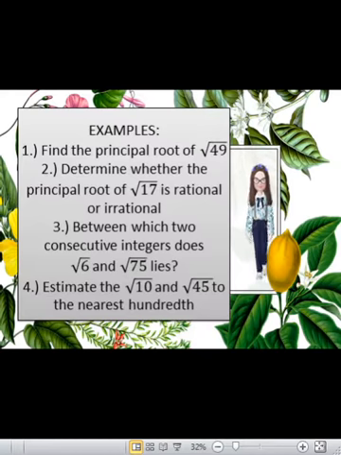Okay, let us move to our third example. It says here, between which two consecutive integers do the square root of 6 and the square root of 75 lie? When we say consecutive integers, it means, for example, 1 followed by 2. So that's how you say consecutive. You can't say 2 followed by 4. It's not consecutive. Okay, let us try finding the consecutive integers that the square root of 6 lies between first.